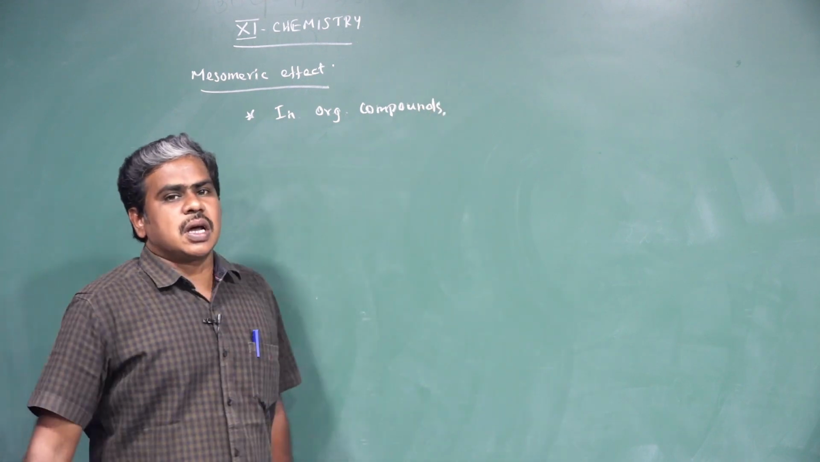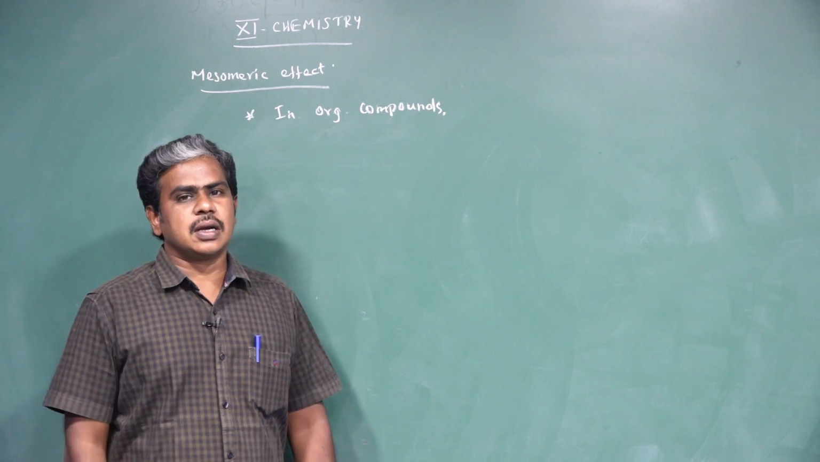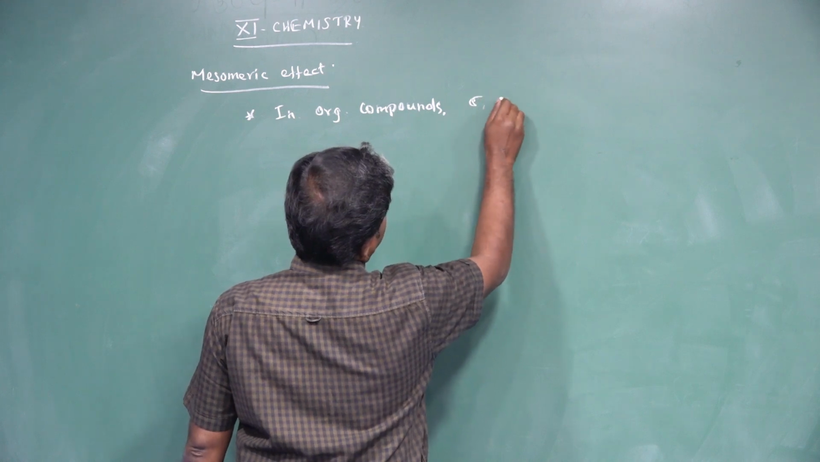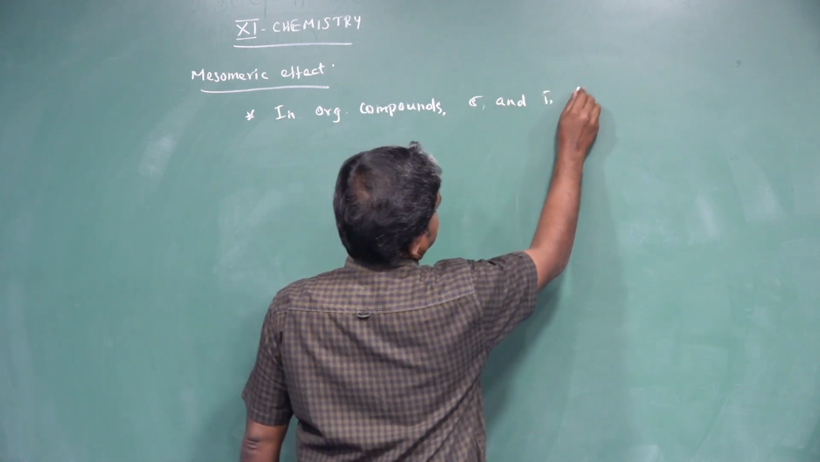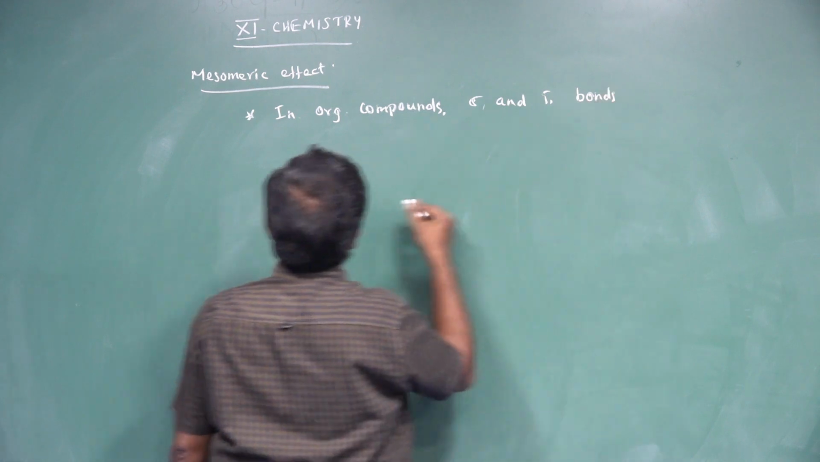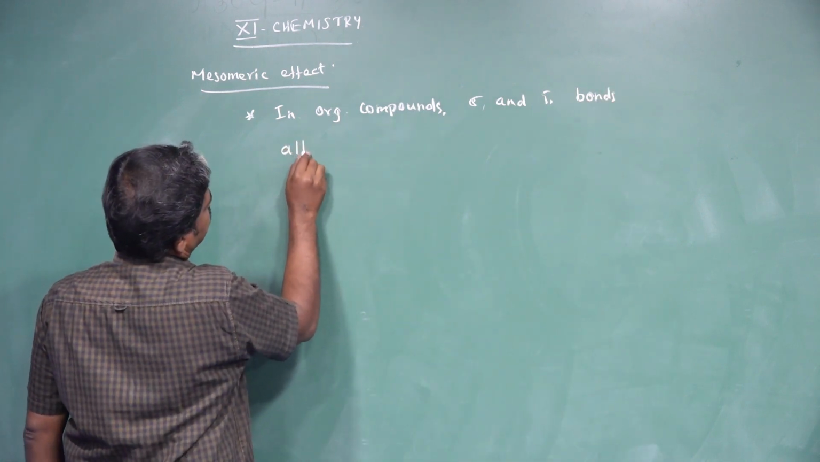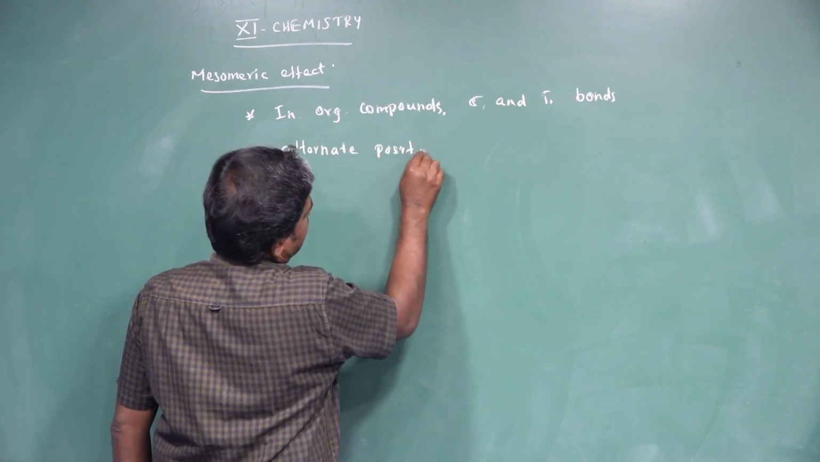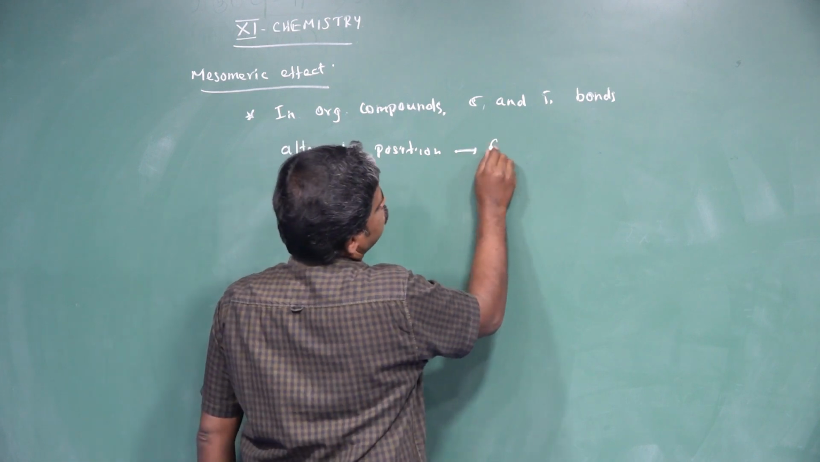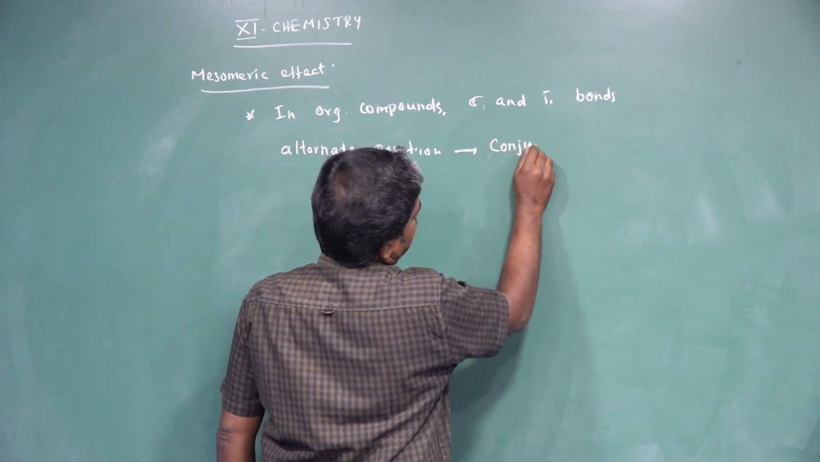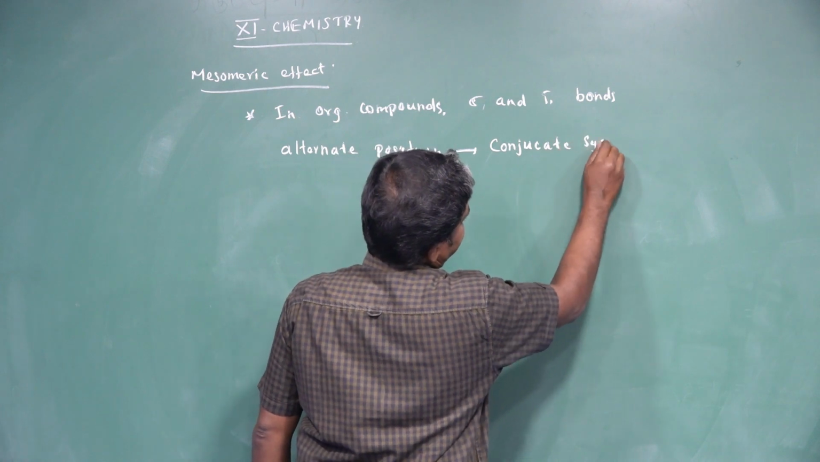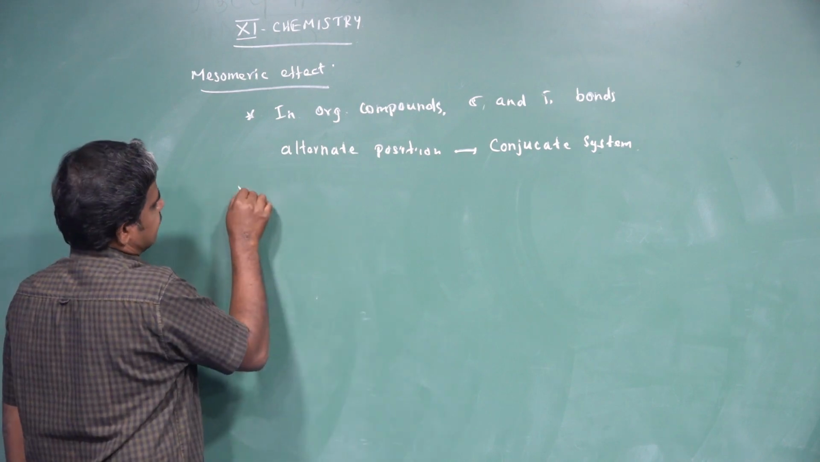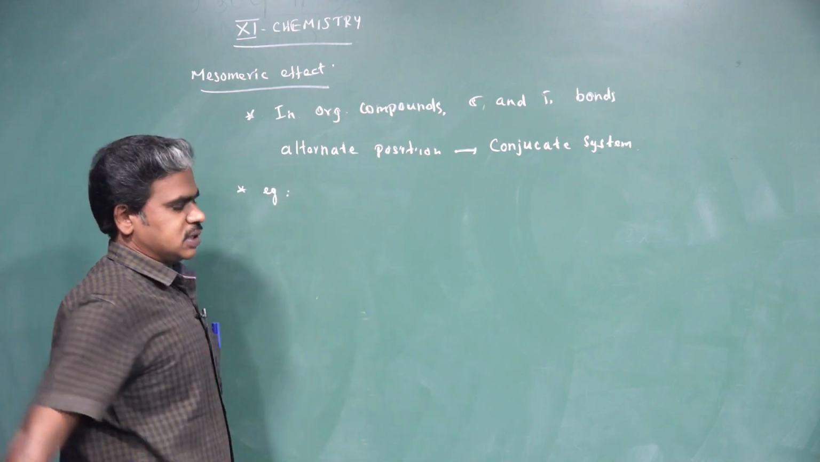When sigma and pi bonds are in alternate positions, it is called a conjugated system. What is a conjugated system? Let us take some examples of conjugated systems.